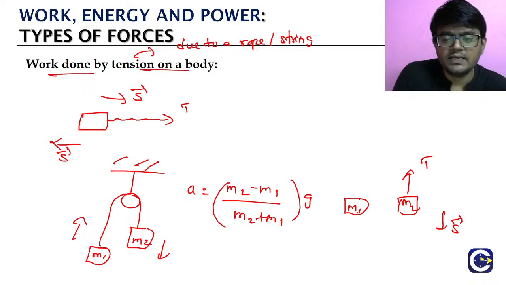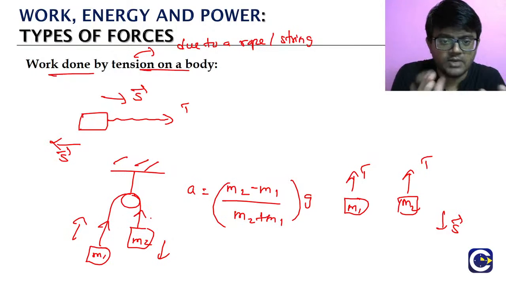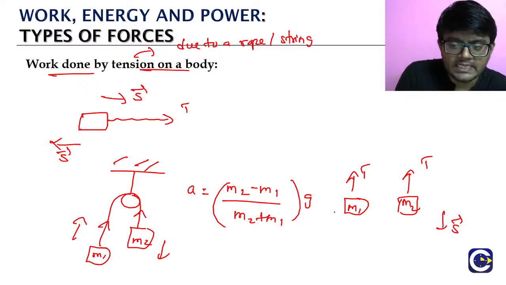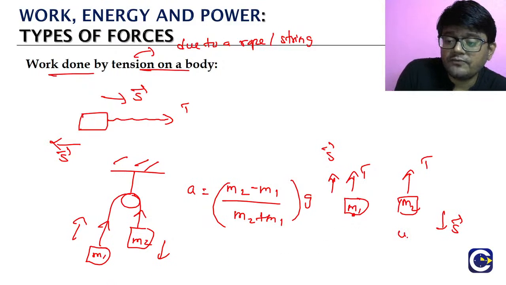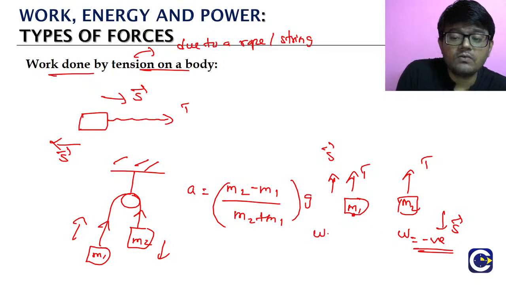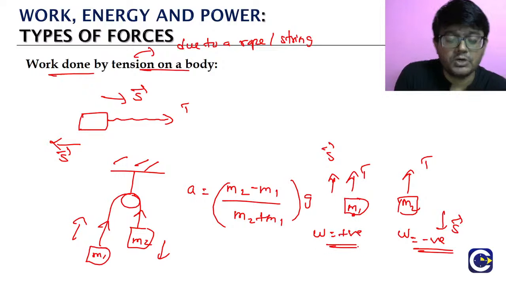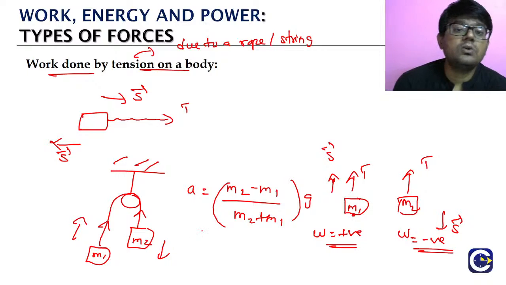Now look at the case of m1. Tension is acting on it upwards, and tension on both masses will always be acting into the rope. Tension is acting upwards. Okay. Displacement is how? It is upward. Which means what? In the case of m2, work done by tension is negative. In the case of m1, work done by tension is positive. But work done by tension can be zero also sometimes.